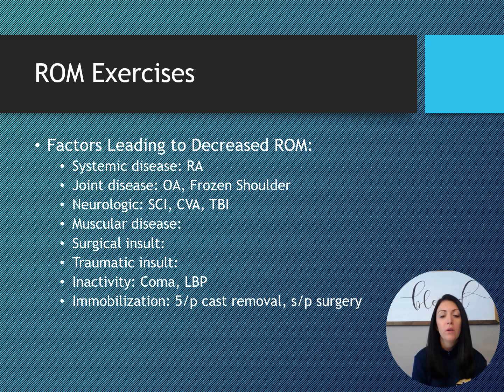So, there are different factors that lead to decreased range of motion. A systemic disease like RA, rheumatoid arthritis, could lead to that. Joint diseases such as osteoarthritis and frozen shoulder. Neurologically, like from a spinal cord injury, cerebral vascular accident, traumatic brain injury, maybe a muscular disease, surgical insult, trauma, maybe inactivity. Maybe they were in a coma for a long period of time and now they have limitations in range of motion.